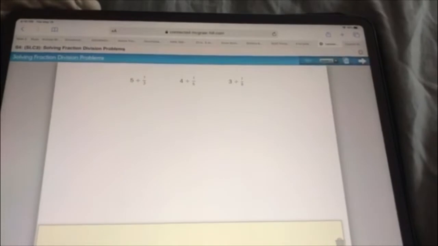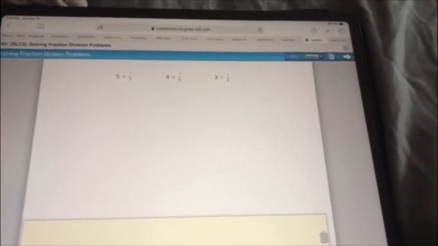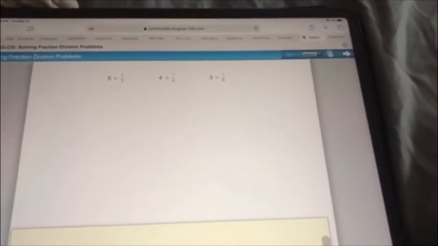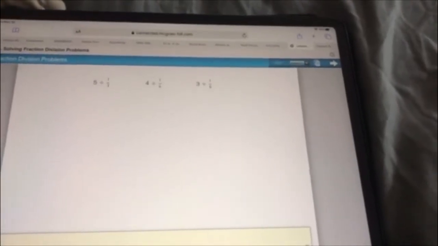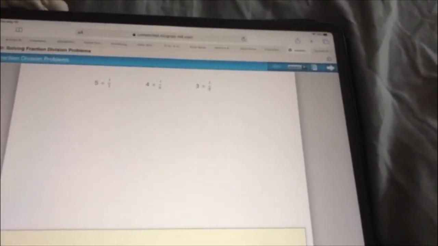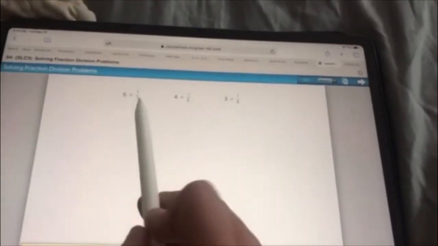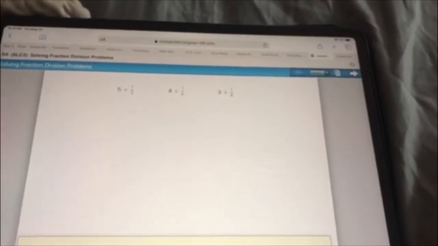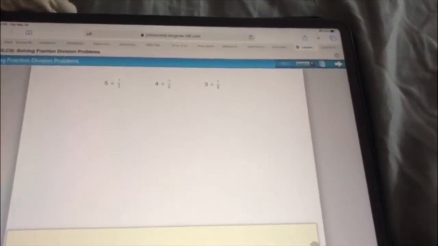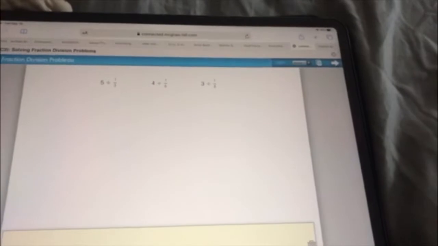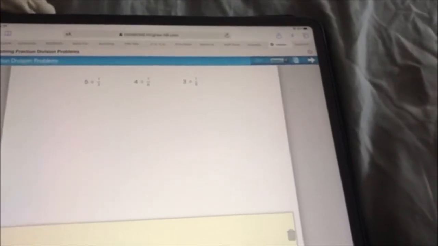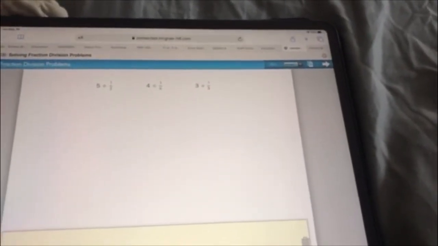Now we are just going to divide fractions. I want you to stop the video right now and think about a situation for the first one here, 5 divided by 1/3, like a word problem, where you would have 5 of something and you would be splitting it into thirds, and you would have X amount of pieces. So go ahead, stop the video, and think about that right now.